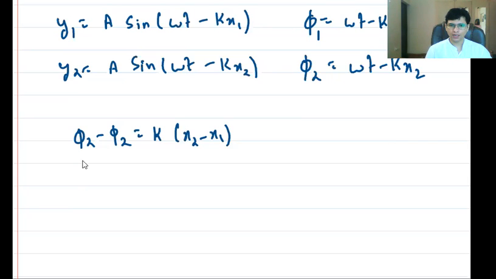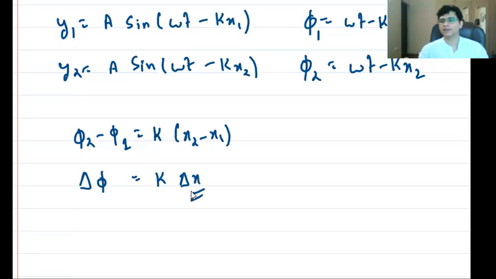So this is phi 2 minus phi 1, sorry, my bad. I can say this phi 2 minus phi 1 is delta phi. This is equal to k times delta x. Anyone have any doubt in this? Raise your hand, tell me.